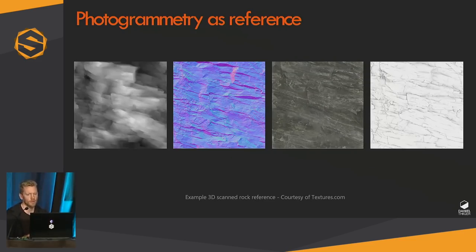In creating anything photorealistic, it's all about the reference you use. Photos are still my main source of reference for any project. But today, with easy access to so many great 3D scan or photogrammetry libraries, it's a great opportunity to use them as a deeper source of reference. And the images we're looking at here are from the textures.com 3D scan library.